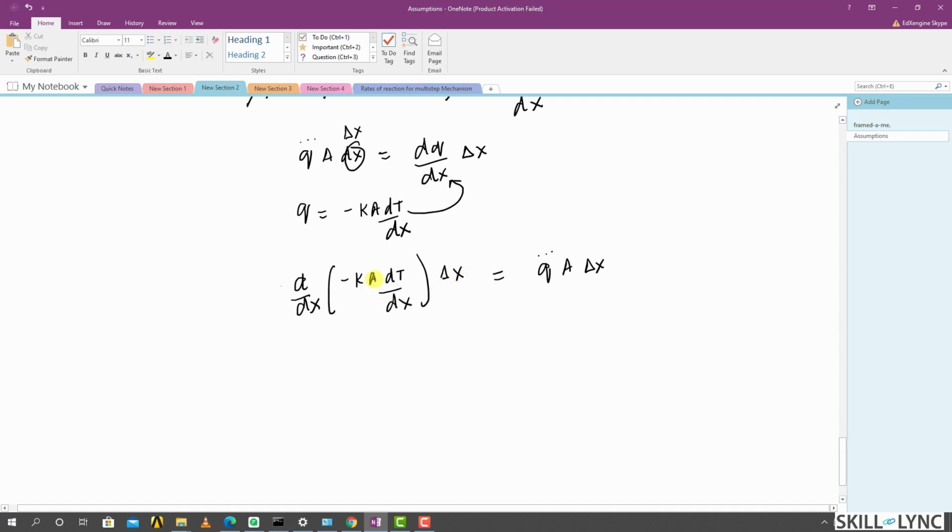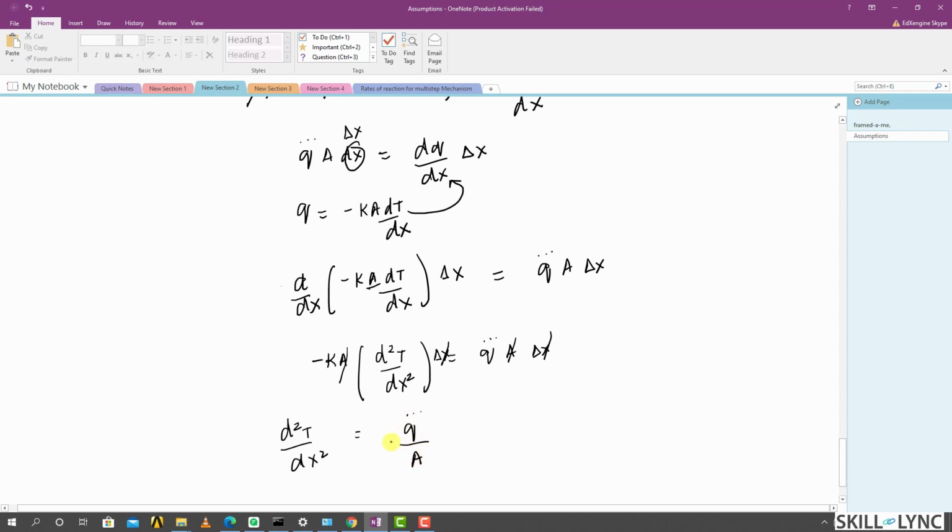Now what I'm going to do is take the area of cross section out of the derivative, and also the thermal conductivity. So we will have minus K A times d square T by dx square is equal to q triple dot A times delta x, and you have another delta x here. So we can take A times delta x and cancel it out on both sides. So essentially the differential equation that we have is nothing but d square T by dx square is equal to minus q triple dot by K.